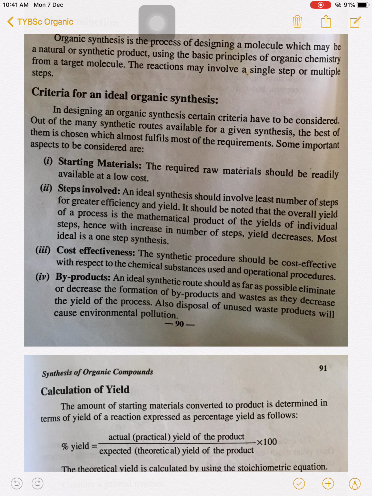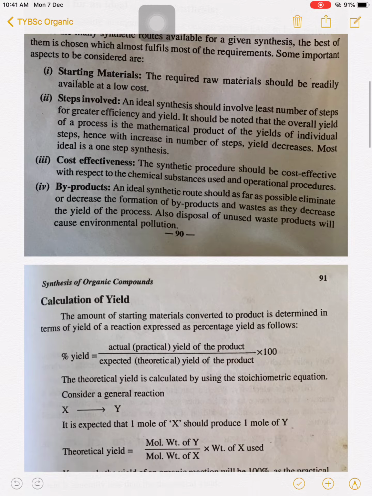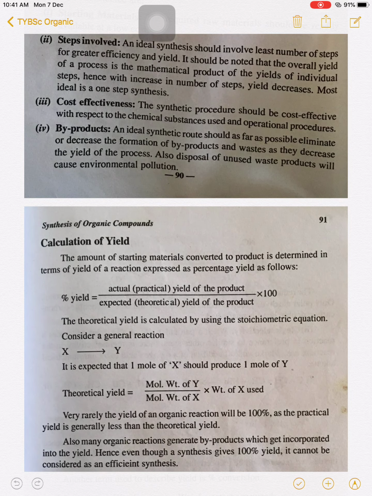The second one, the steps involved should be fewer, so that the yield will be increased. The cost of the whole synthetic route should be lower and affordable. And the last one, whatever byproduct is going to be formed during the reaction, it should be less or should not be there. So these are some simple criteria for the ideal synthesis.